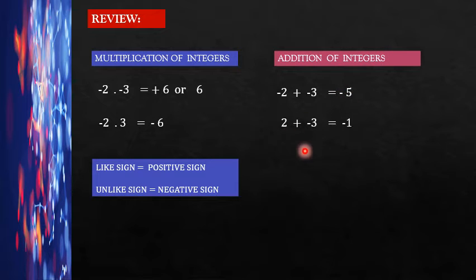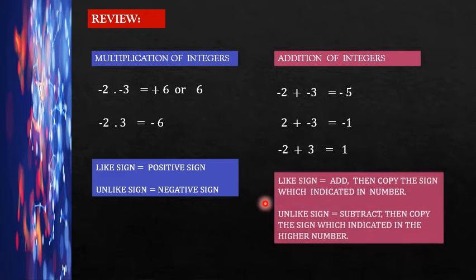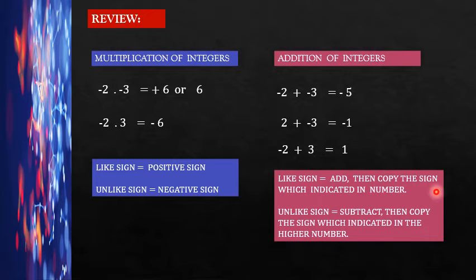This is not the same sign. This is called unlike sign. So you have to copy the sign of the higher number, that is negative. You have to subtract. Okay. Then same with this one. So again, like signs, add, then copy the sign. Unlike signs, subtract, then copy the sign of the higher number.